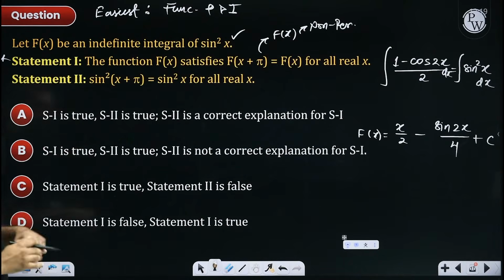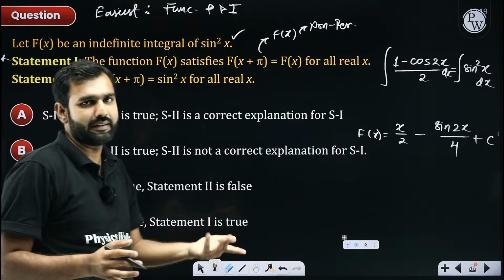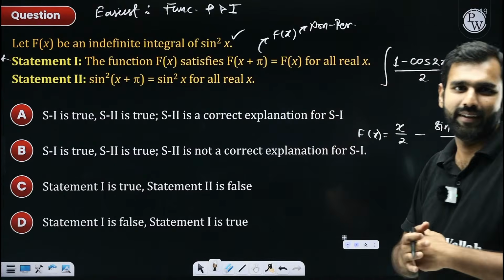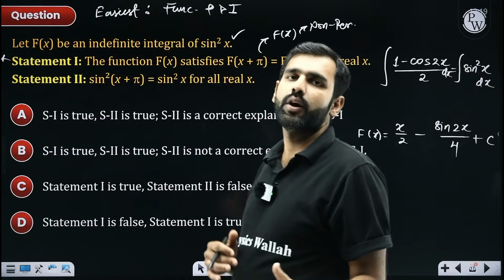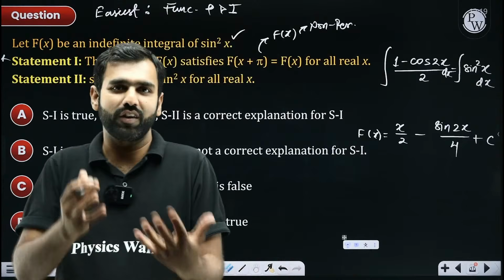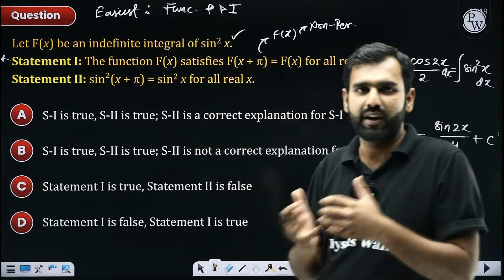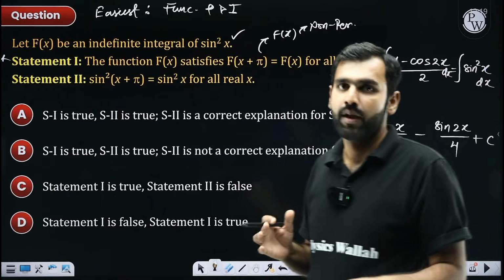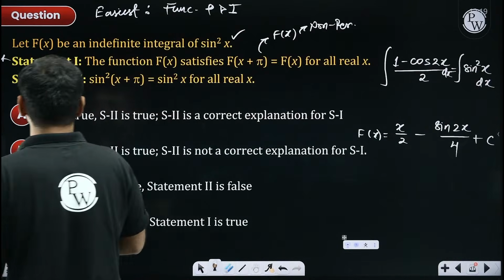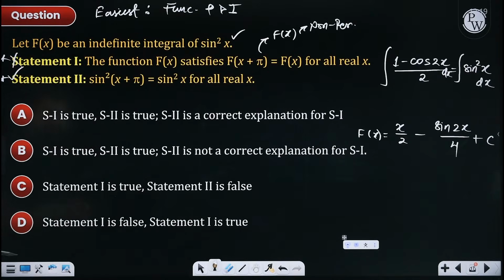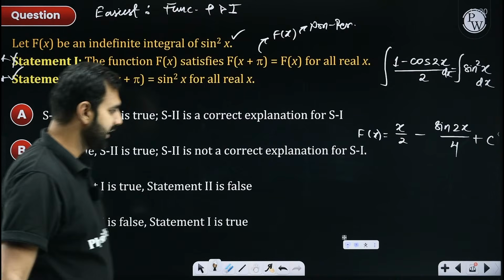What about statement 2? Sine square x plus pi equals sine square x. That is definitely true. We all know that, right? Sine x being periodic, sine square x, sine cube x, all of these functions are also periodic. We'll talk about these periods in a specific session where I'll make you revise all the formulae of mathematics for your JEE Advanced. So statement 2 is correct, statement 1 is false. Option D was the correct answer to this question.